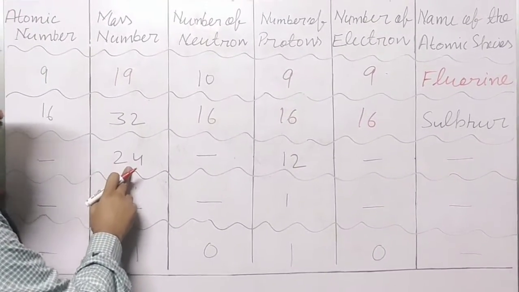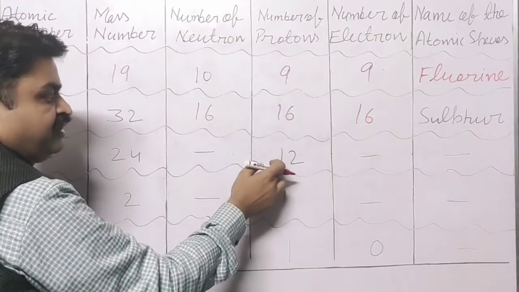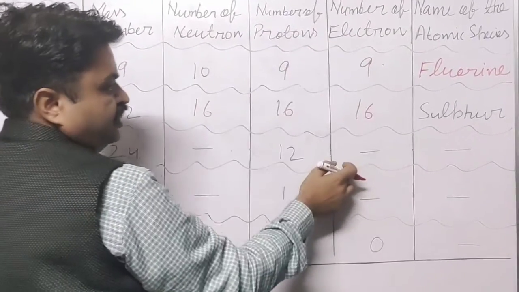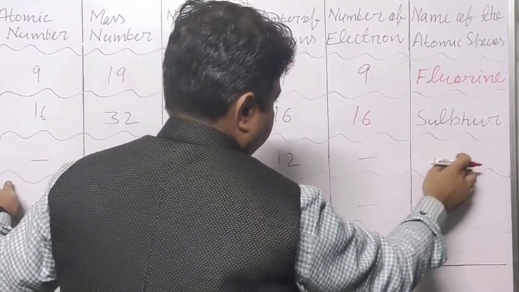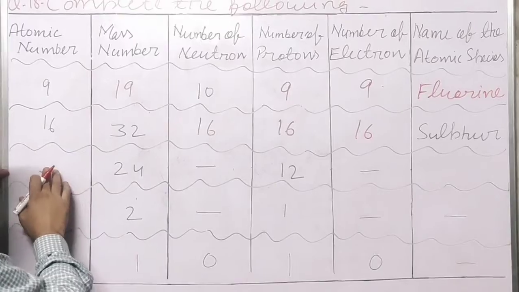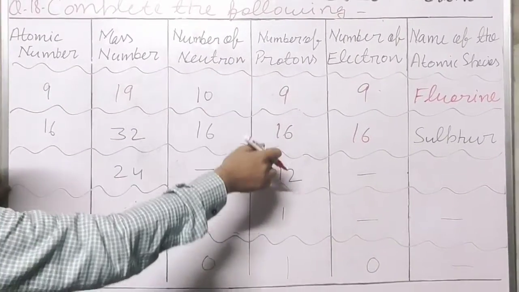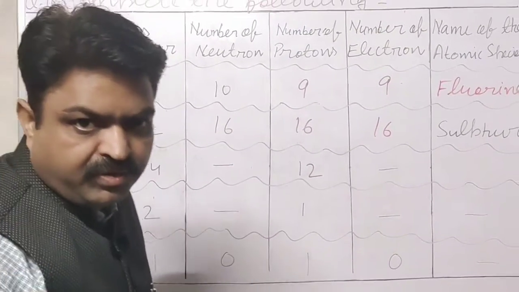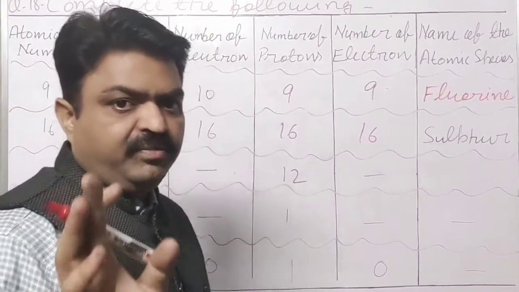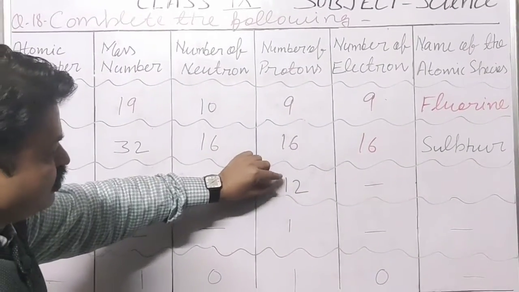Next, it is 24. The mass number is given in this, and the number of protons is given in this. The number of electrons is not given, and the name of the atomic species is also not given. So first we will get the number of protons here. The number of protons is given, so with the help of the number of protons, we get the atomic number. What is it? It is 12. So the number of protons is 12.